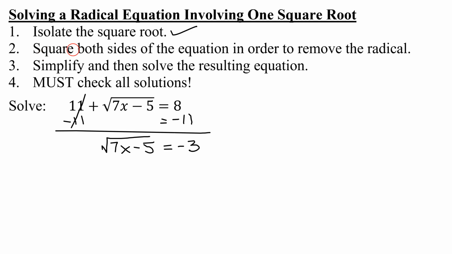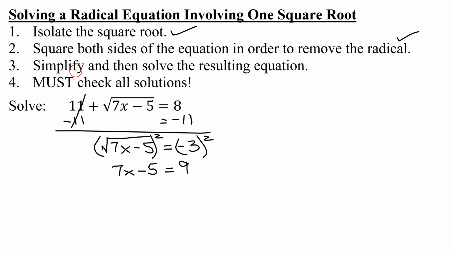Step 2 says square both sides of the equation in order to remove the radical. So I'm going to have to square the left-hand side and the right-hand side. So when I square this square root on the left-hand side, they undo each other. I'm going to get 7x minus 5 equals negative 3 all squared. Well, negative 3 times negative 3 is positive 9. So now we've completed step 2.